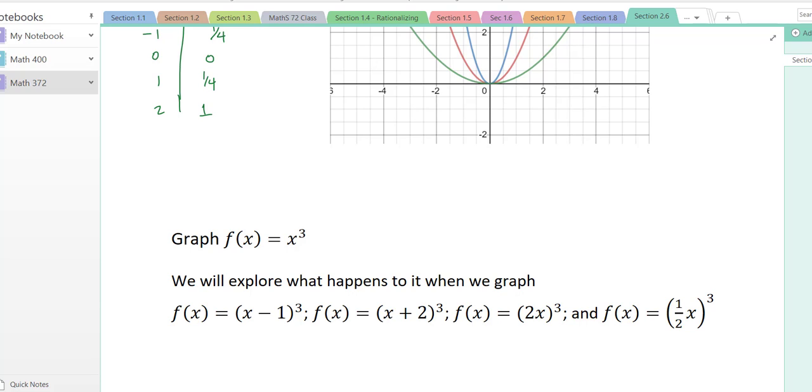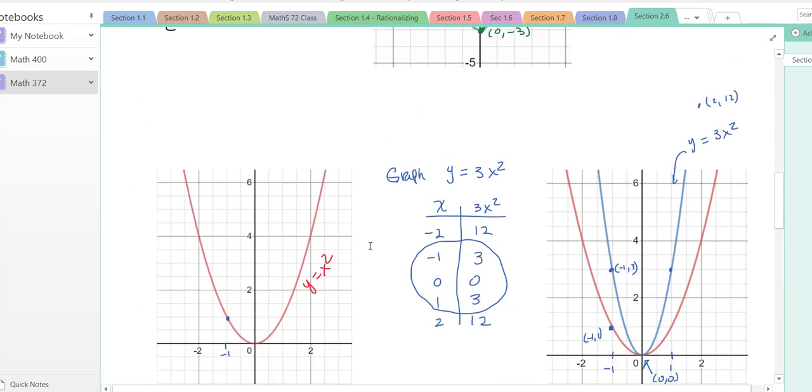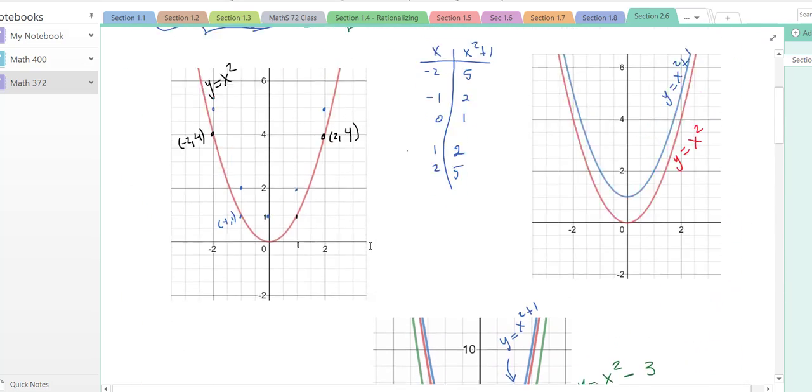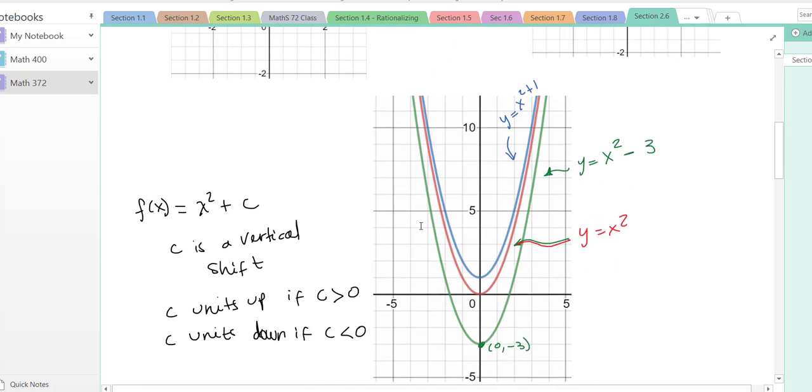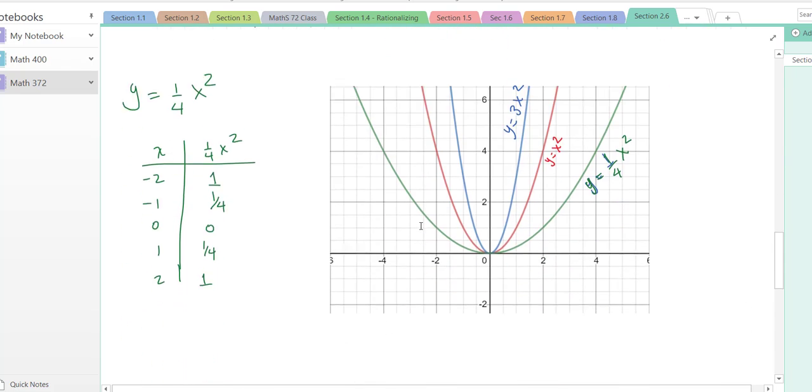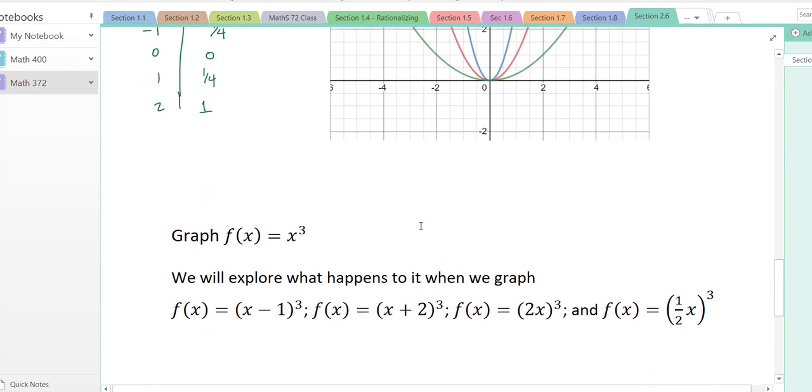Hey everybody, in this video we're going to continue our study of transformations with functions, and this time we're going to look at what happens when we do things horizontally. So we saw in the previous video that when you add 1 on the outside or subtract 3, that creates a vertical shift. So what happens when we do things on the inside?